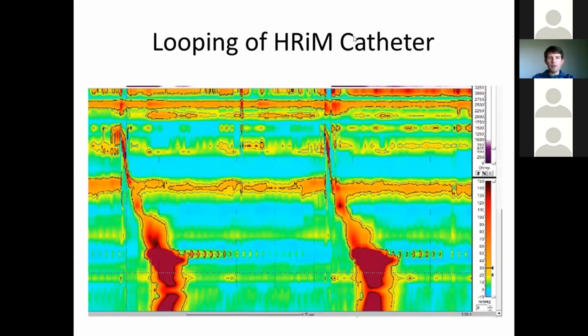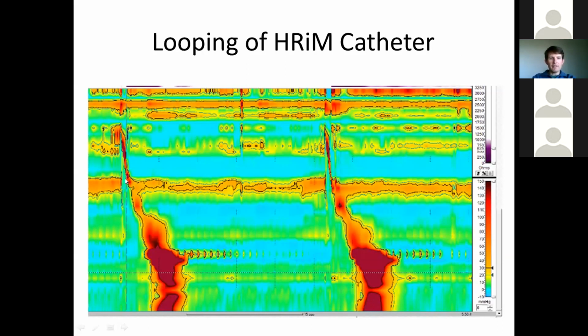Another problem that can occur with the acquisition of a high-resolution manometry study is that the catheter actually loops within the esophagus, or it can even go into the stomach and then loop back up and go back into the esophagus. But that's represented graphically by this butterfly pattern or mirror image.